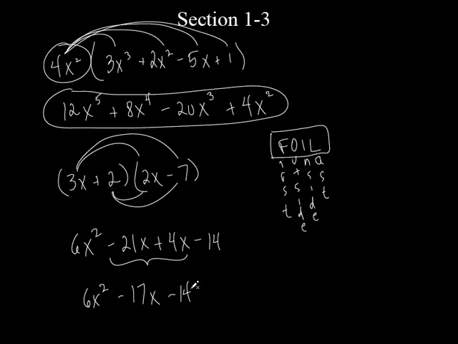When it's just a regular number with no variable next to it, we call it a constant. You ever hear that? So it's just a regular number, we call it constant, because it always stays the same. 17x could change depending on what x is equal to. Agreed? And so 6x squared could change depending on what x is equal to. It doesn't matter what x is. Negative 14 is going to stay negative 14. So we call that a constant. And I'll use that word a lot. You're constantly using the word constant.